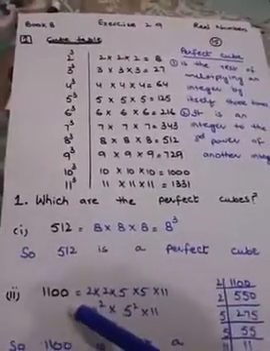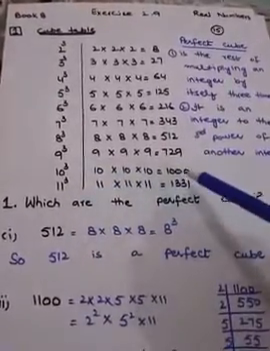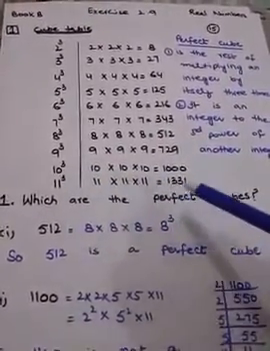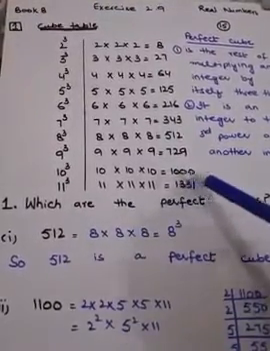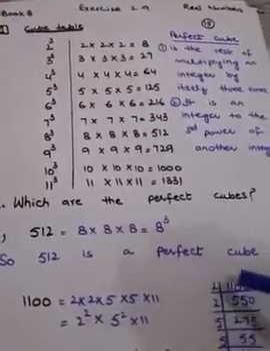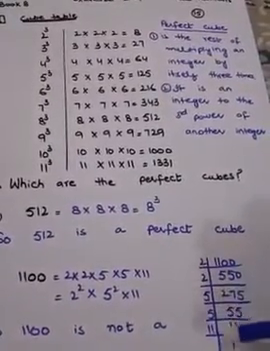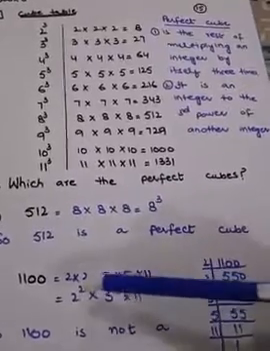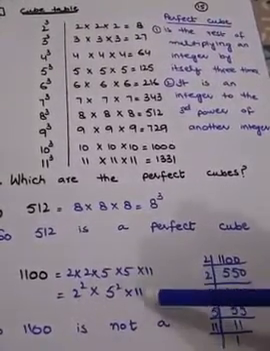Now part 2, 1100. Now 10 cube is 1000 and 11 cube is 1331. So 1100 is coming in the middle of these two numbers, so it is not a perfect cube. For our checking, we can use the prime factorization method. All these are the factors of 1100. Now we can see 2 into 2 is 2 square, 5 square, and 11 is alone.